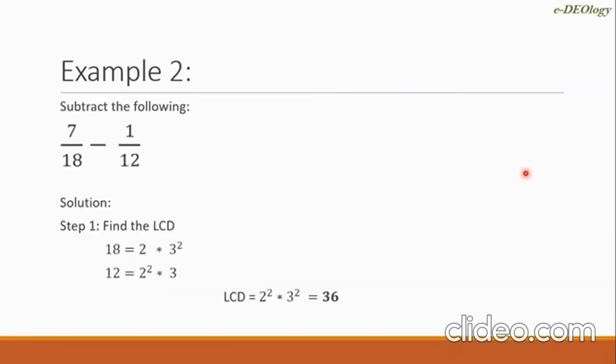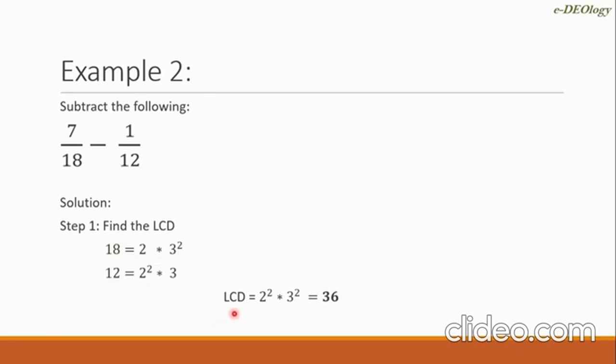Let's have the second example. Subtract the following fractions: 7 over 18 minus 1 over 12. So for step 1, we'll have all the denominators listed. Then we will factor out 18 into 2 times 9, and that 9 is equal to 3 square. We factored out 12 into 4 by 3, but the 4 can be written as 2 square.